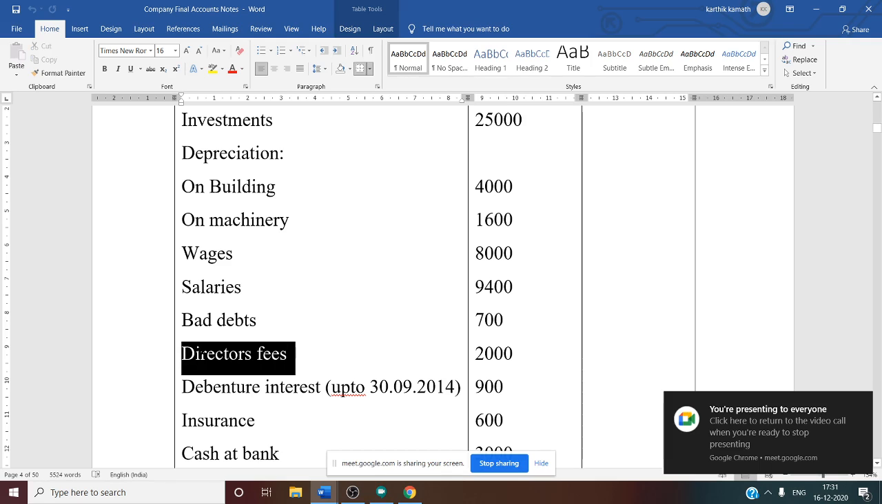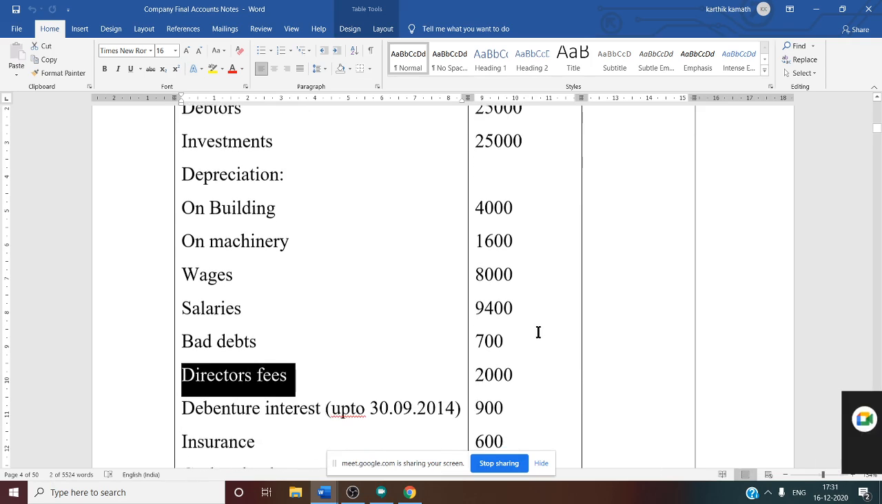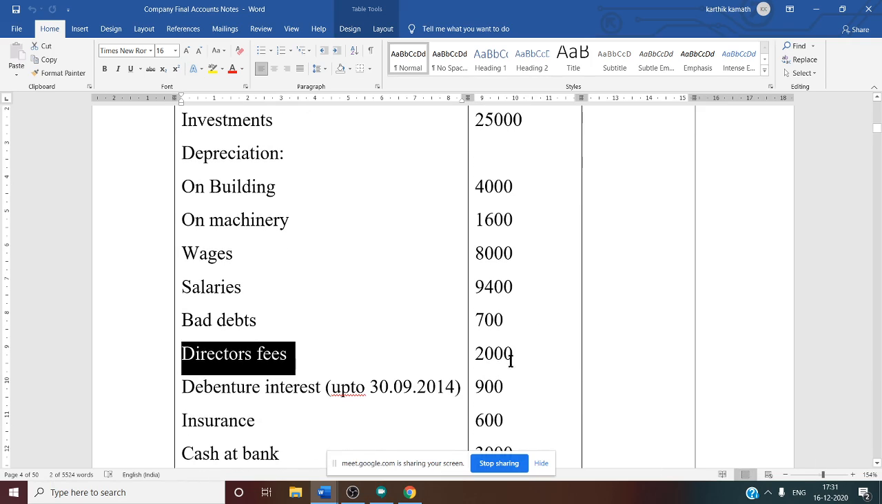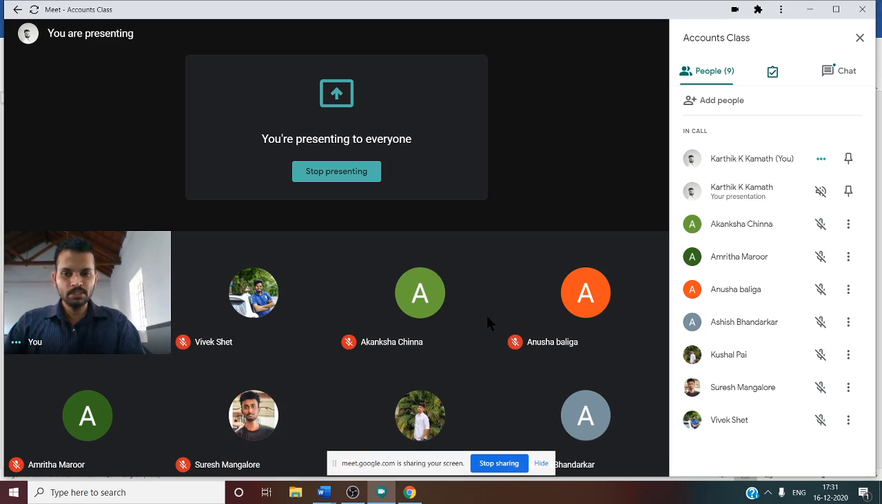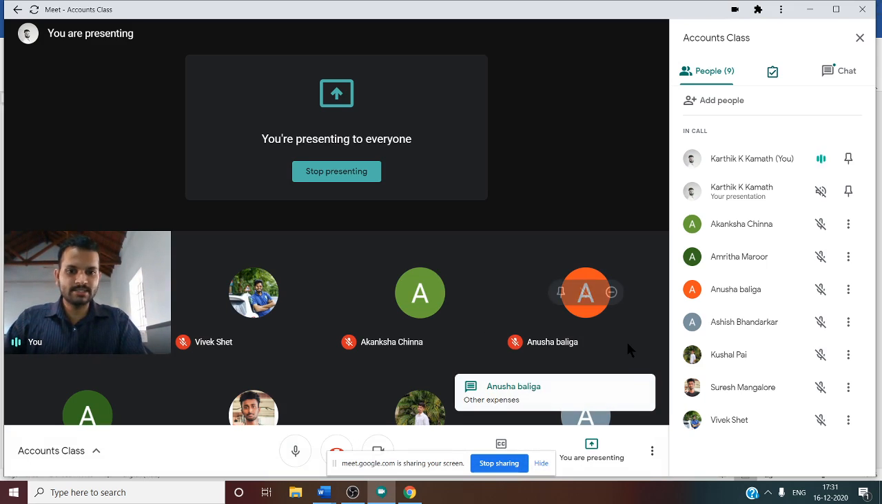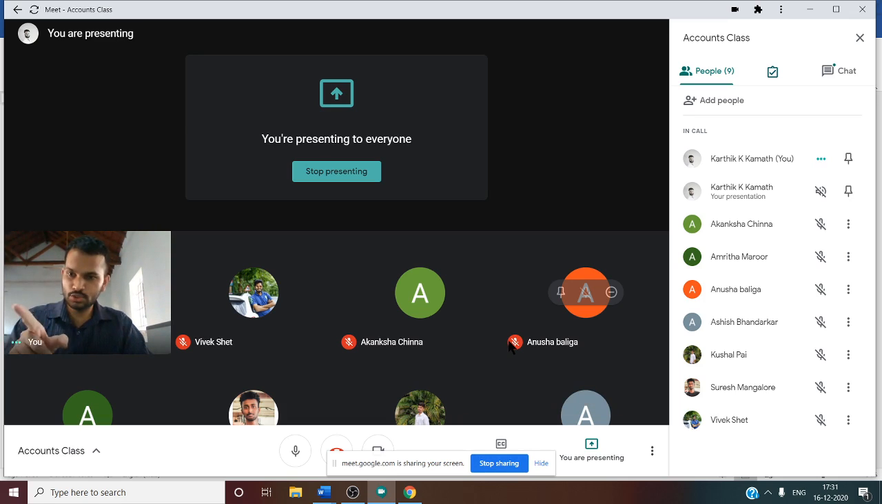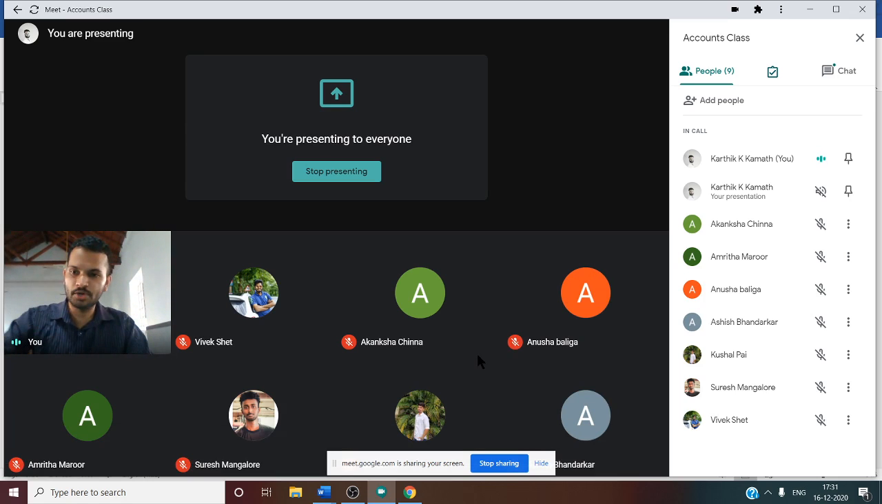Then director's fee is given in the debit side. All this information we are discussing now is given in the debit side. So director's fee, where will it come? Can you tell me? Whether balance sheet or profit and loss? Yes, Anusha is saying correct. Director's fee is other expense. So under working note number 30, in the profit and loss statement, you have to show director's fee.